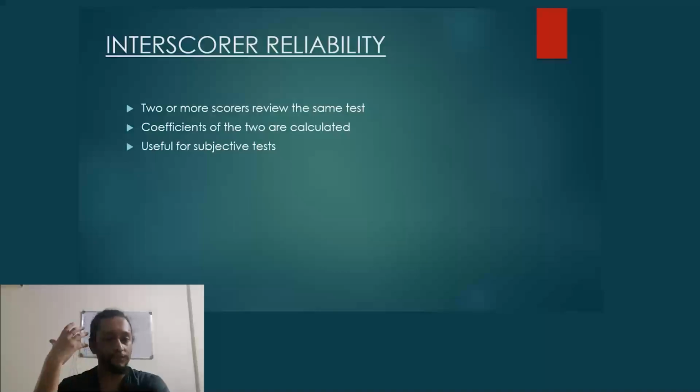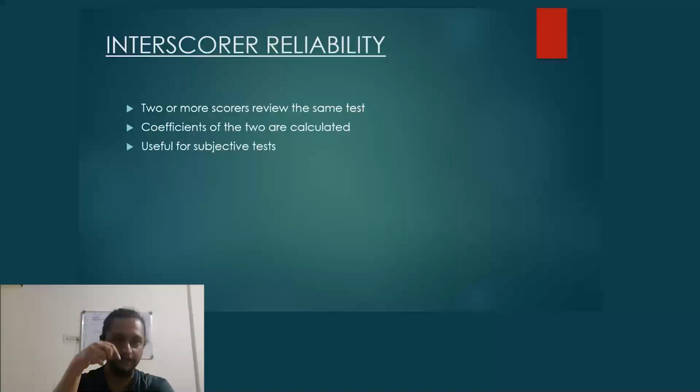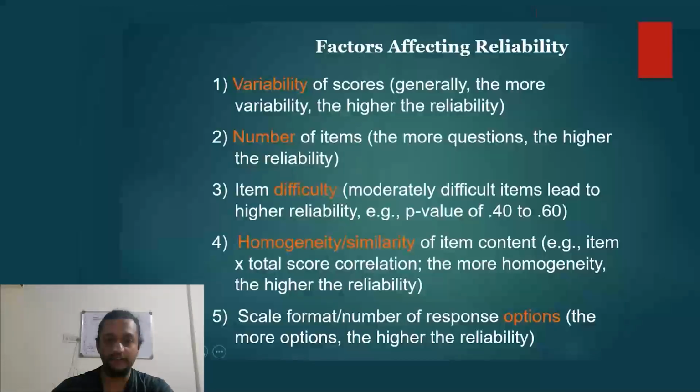So 2 or more scorers review the same test. So me and you take another 2-3 faculties and they'll see the test and they'll say, okay, this is a good question, bad question, good question, bad question. And then you see across the 3 which ones they've said are good, which ones they've said are bad, and the bad ones you improve, right? This is usual. Again, the coefficient is calculated by correlation, and it's useful for subjective tests, meaning that if you're asking, say, case study based questions in your questionnaire, then interscorer reliability is much better. Does that affect reliability, right? There is variability.